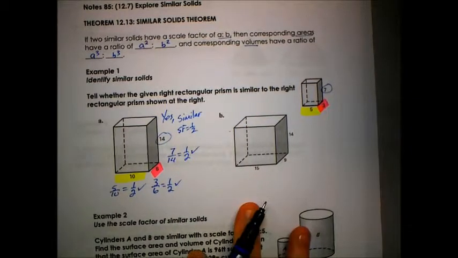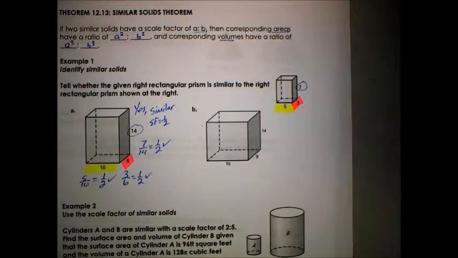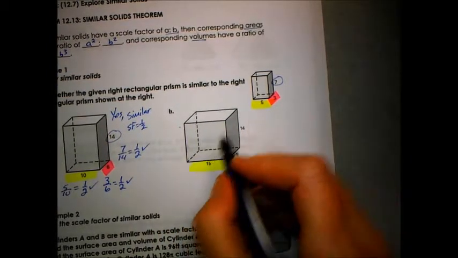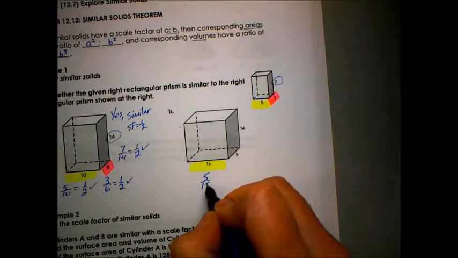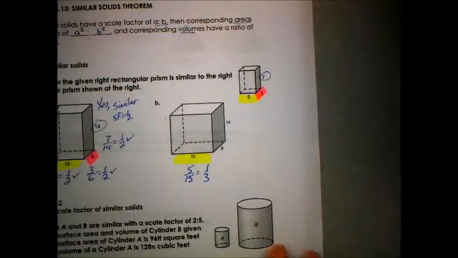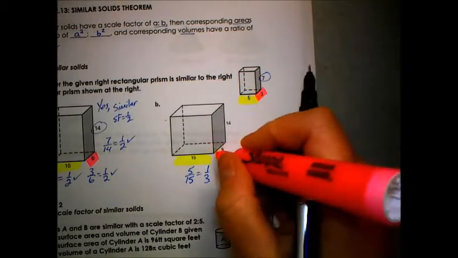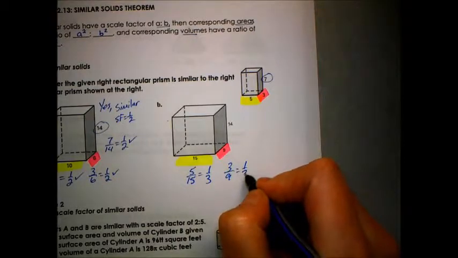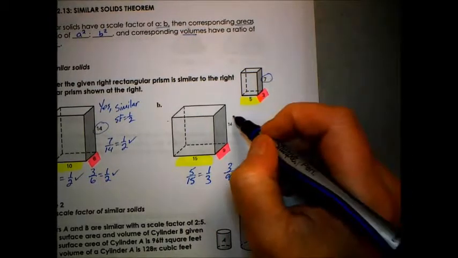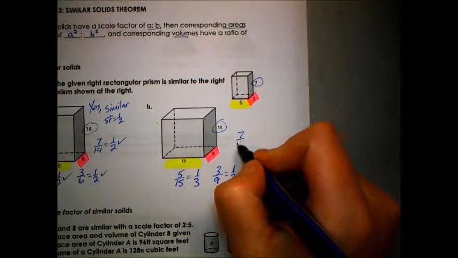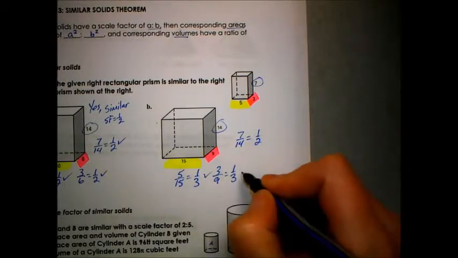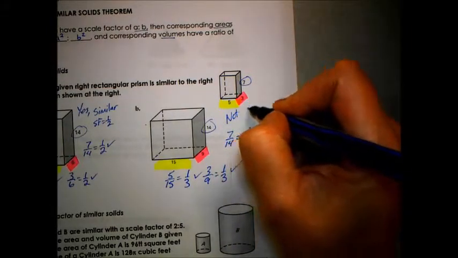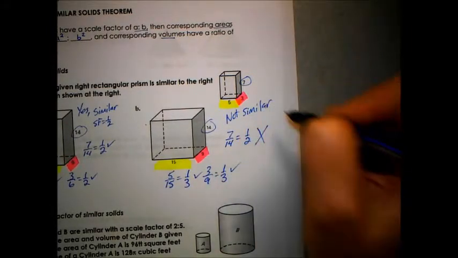If I look at B, I'm going to do the same pattern. The front edge is a 5 to 15 ratio, which reduces to 1/3. If I do the side edge of this, it's a 3 to 9 ratio, which is also 1/3. And then I do the 14 and the 7. 14 to 7 is 1/2. So these two are good, but that third one is a no. So these two shapes are not similar, and that's because the scale factors do not all match.